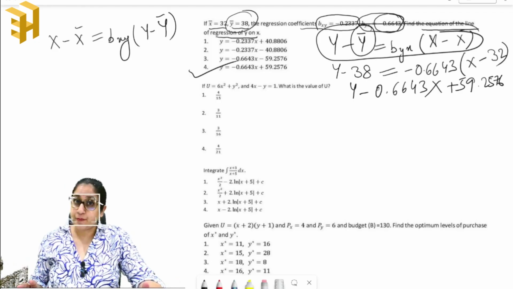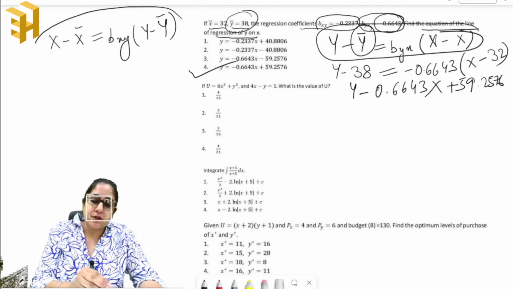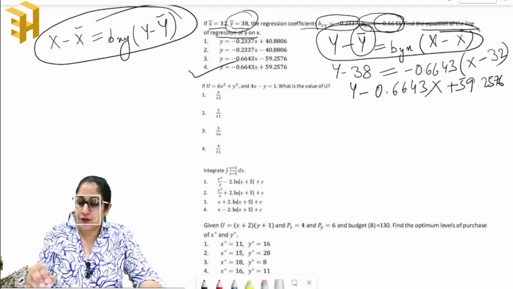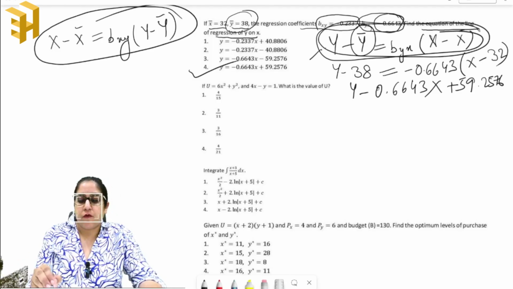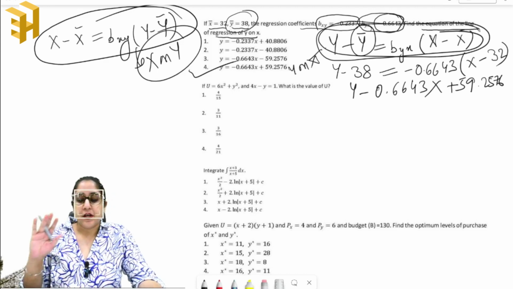So wasn't that simple? Very simple, I suppose. All you have to remember is the format of these equations. So this is y on x and this is x on y. Next question.